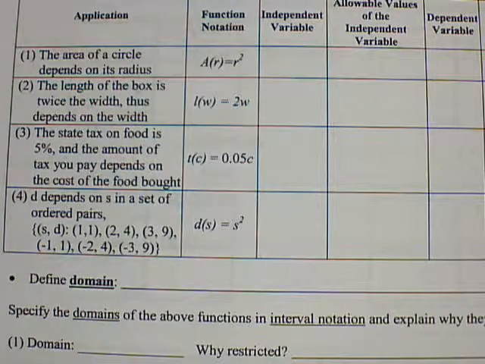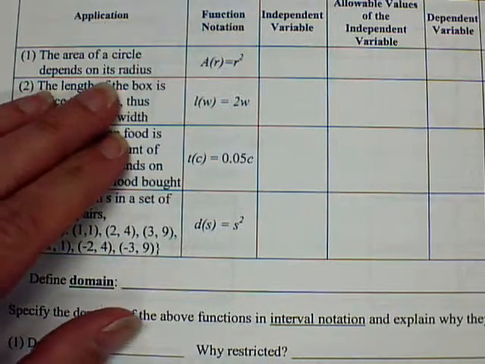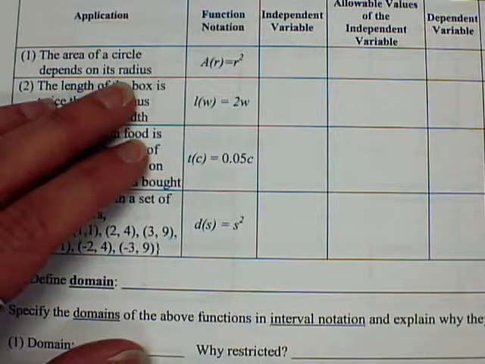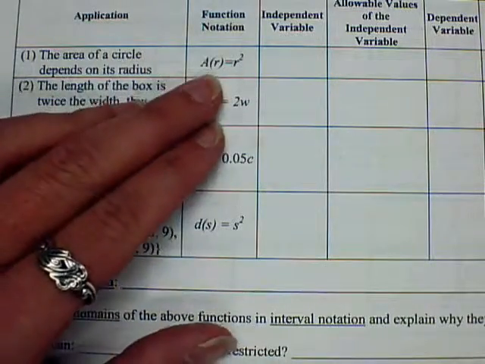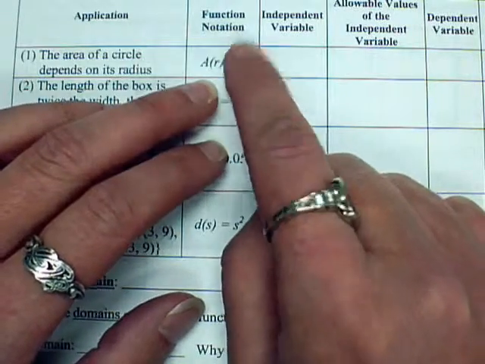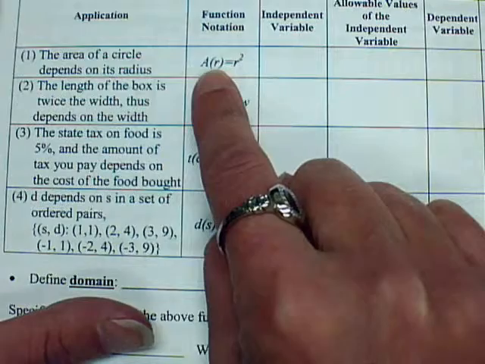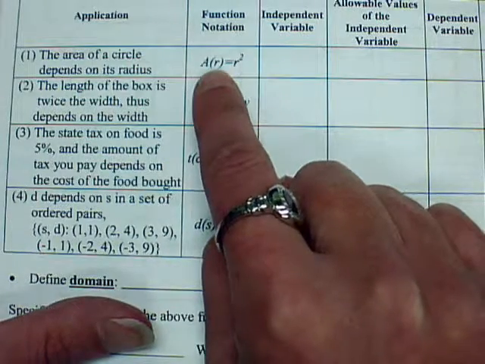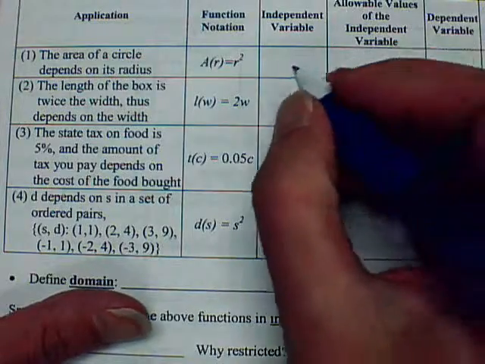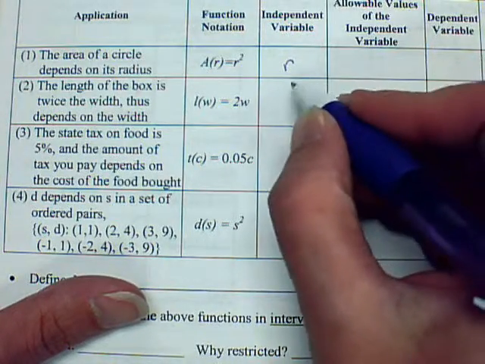Alright, in this video we're going to talk about domain and range. So we're going to start looking at some real-world applications. The area of a circle depends on its radius. So the function notation would be A(r) = πr². What's the independent variable? Remember, in function notation, your input is always the part that's inside the parentheses. So that tells me that my independent variable is the r, which means the radius.